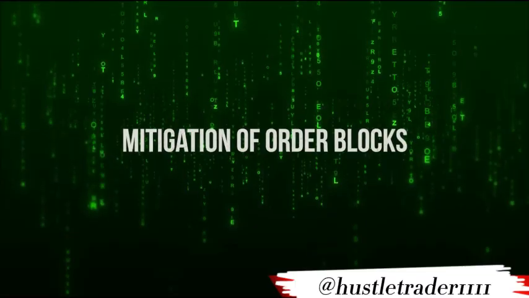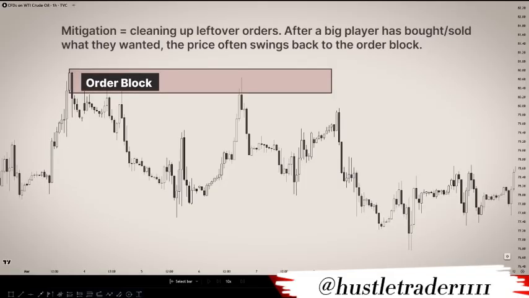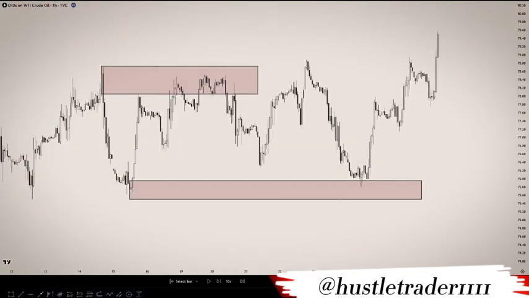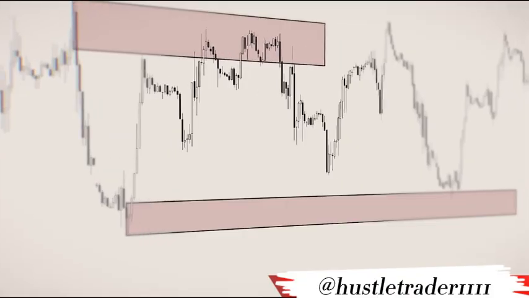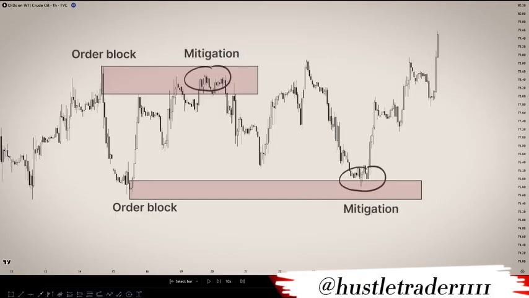Now let's talk about the mitigation of order blocks. Mitigation is just a fancy word for cleaning up leftover orders. After a big player has bought what they wanted, the price often swings back to the order block. That's because that's where those initial orders are sitting. The big player wants to close them out, ideally at break-even. This back and forth creates the swings we see in the market. It's like a dance. Buy and then sell. Create an order block, then mitigate it.